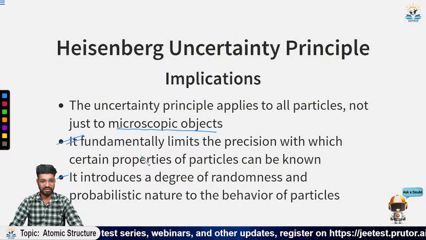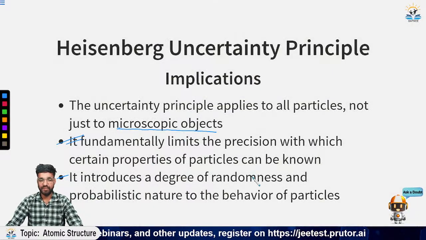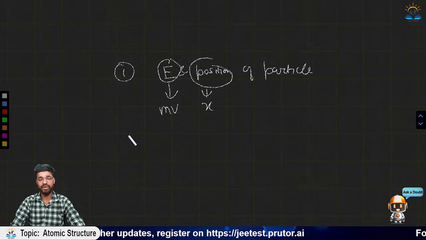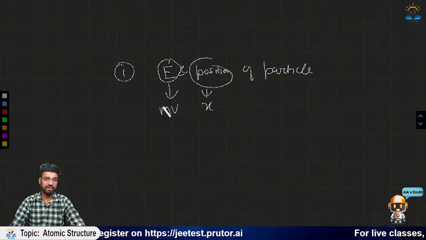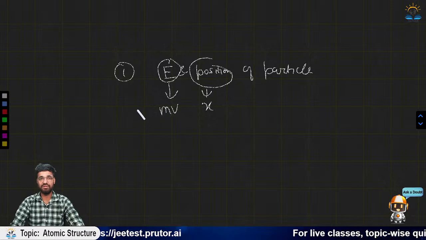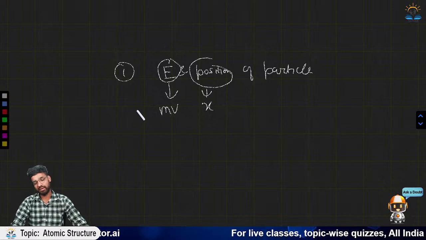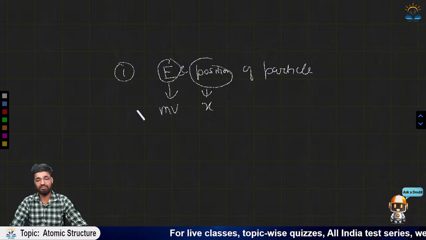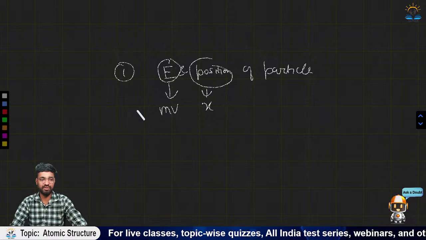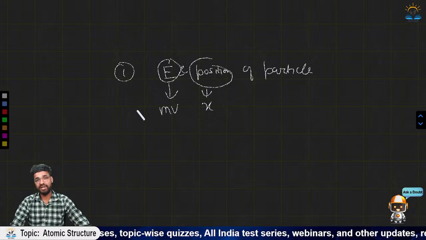Now this is the thing here. So this makes things probabilistic. So how does it make it probabilistic? Suppose you are going to tell the position of the particle, then you cannot say, okay, this particle will be here or the particle will be there in an atom. It means the electron's position is not fixed now. You can just predict the probability.